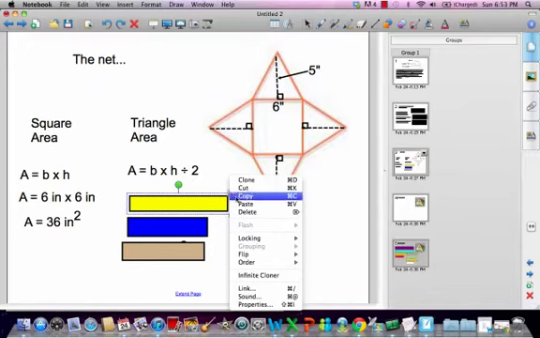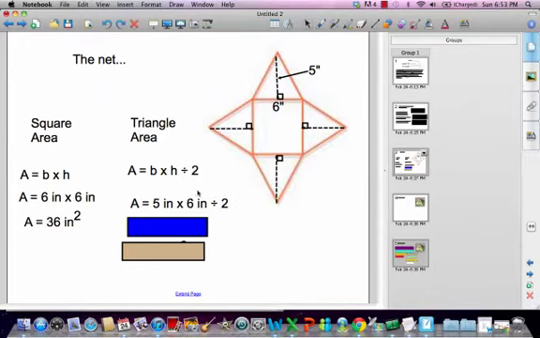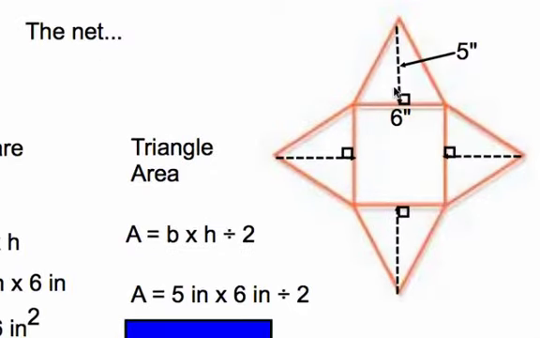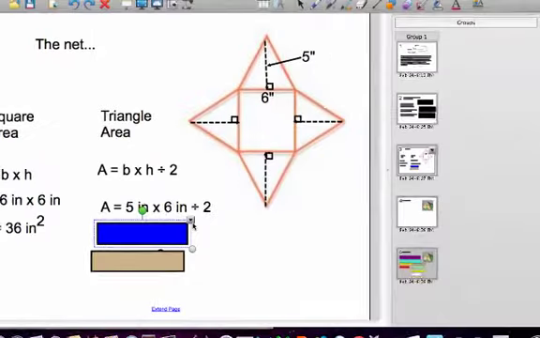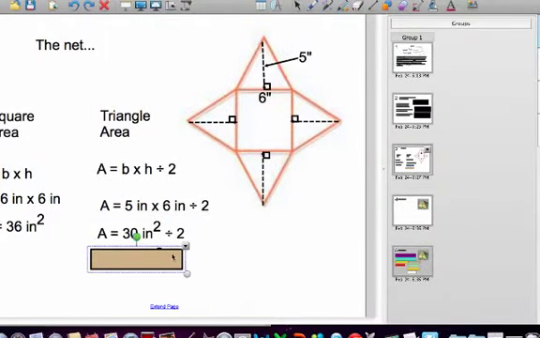So base times height. The base would be 5 inches of this, or really the height, maybe you could call it 5 inches. Doesn't matter. What you're going to do is multiply 5 times 6. You get 30 inches squared. You got to divide that by 2. And when you divide that by 2, you get 15 inches squared.